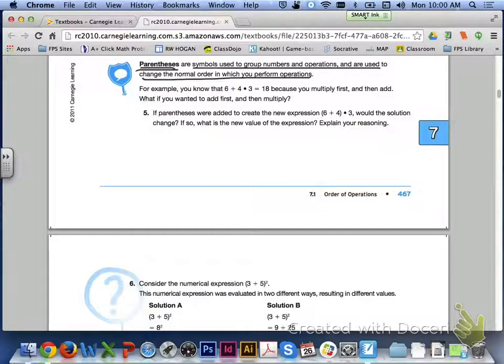So number 5 says, if parentheses were added to create the new expression, the quantity of 6 plus 4 times 3, would the solution change? And if so, what is the new value of the expression? Explain your reasoning. So go ahead and do number 5.